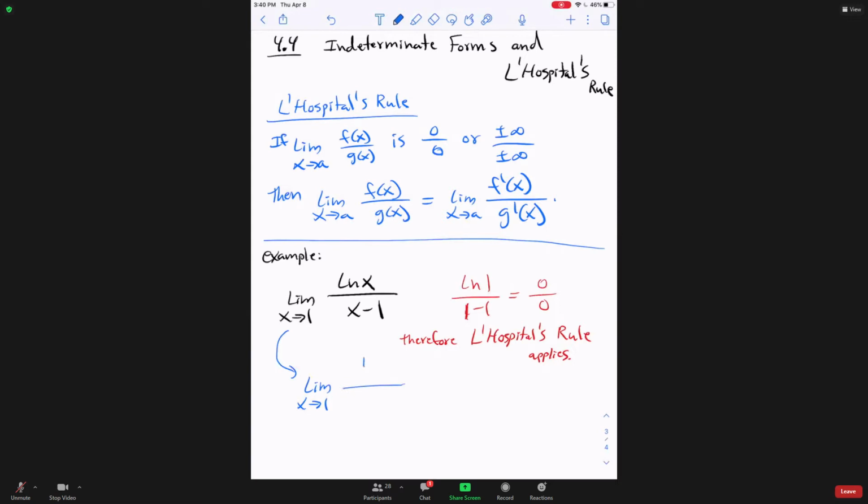What's the derivative of ln of x? 1 over x. What's the derivative of x minus 1? 1. All right, now let's try to plug in 1. 1 over 1 over 1, so the answer is 1. That was the easy one, but as a first example, get you started.